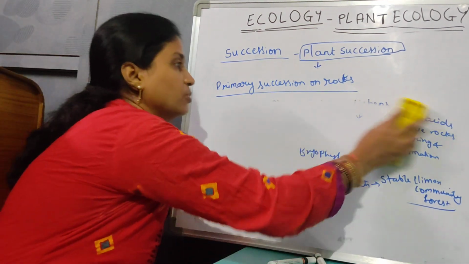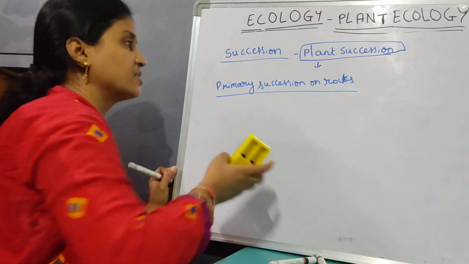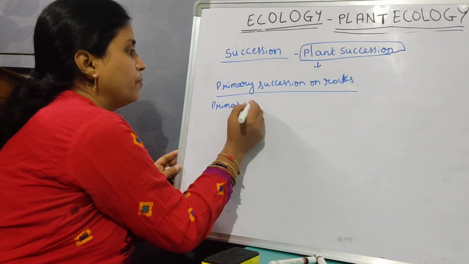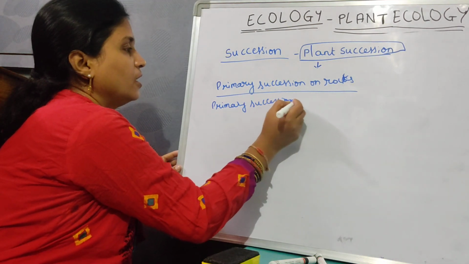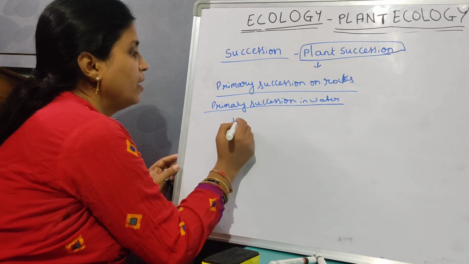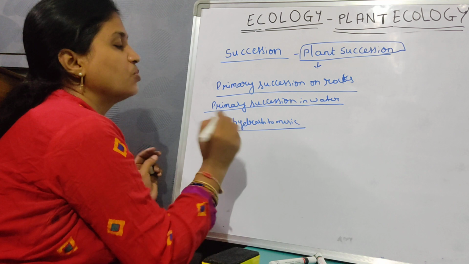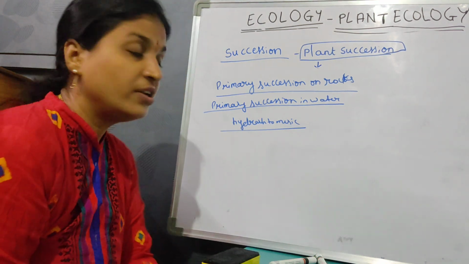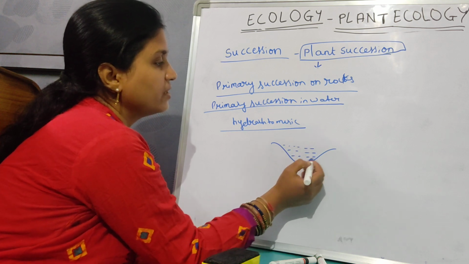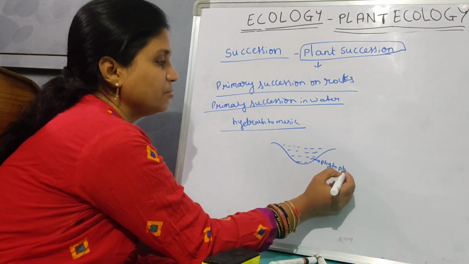Now we will discuss the primary succession in water, the primary succession of plants in water, that is from hydric to mesic condition. How does it take place? First, there will be water. This is a small pond. Here the small organisms, the phytoplanktons, will be there. The phytoplanktons are the pioneer species.